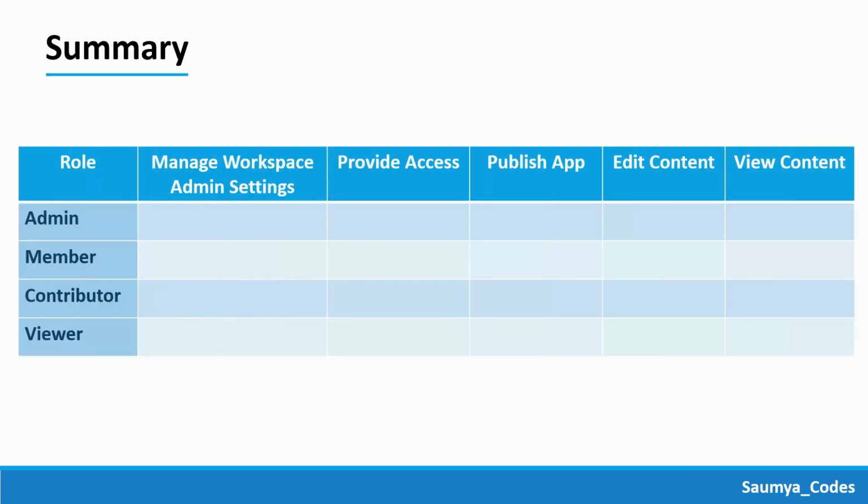Now, summarizing all the four roles we have. We have different categories using which these four roles are differentiated. These five categories are manage workspace admin settings, provide access, publish app, edit content, and view content. So the first role is admin. He can perform all the five actions: manage workspace settings, provide access, publish app, edit content, and view content.